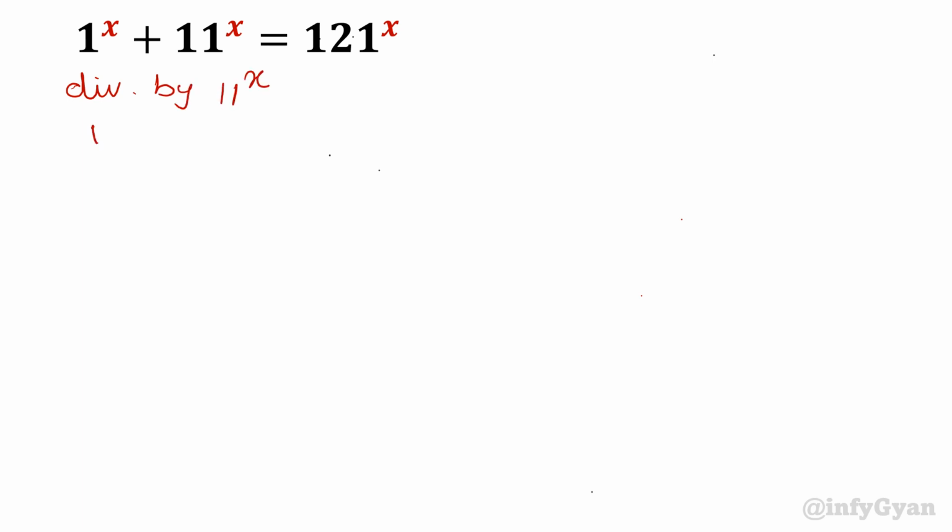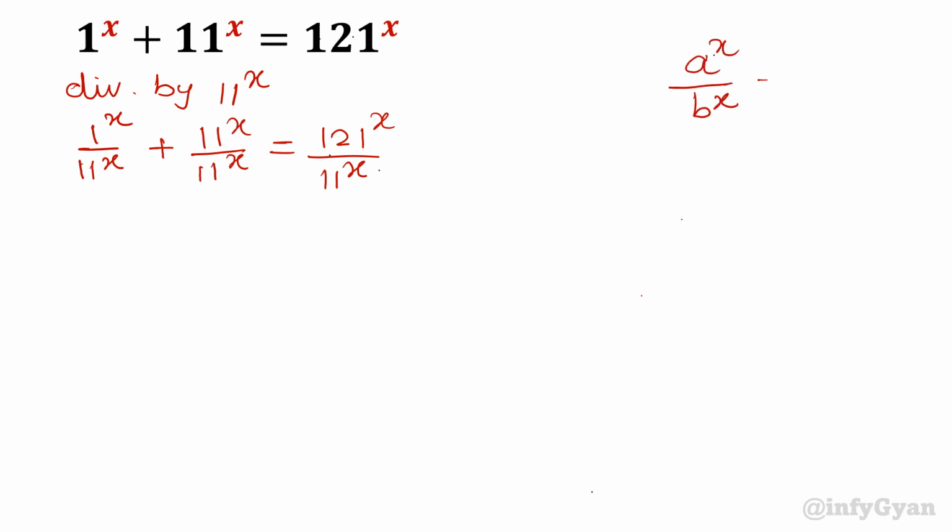So the equation will convert into 1 power x over 11 power x plus 11 power x over 11 power x is equal to 121 power x over 11 power x. Now one exponent property will come into the picture, that is a power x over b power x can be written as a over b whole power x. Let's apply. So 1 power x is equal to 1 when x is real, so it will be always 1, whether x is positive, negative or 0.